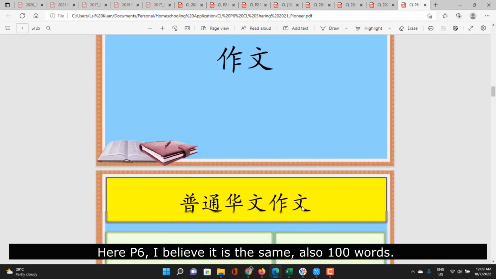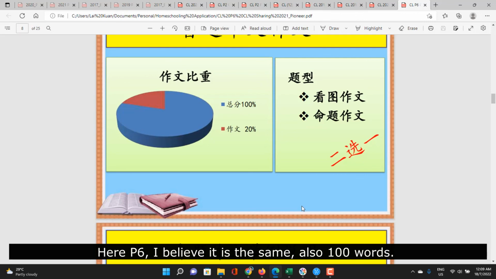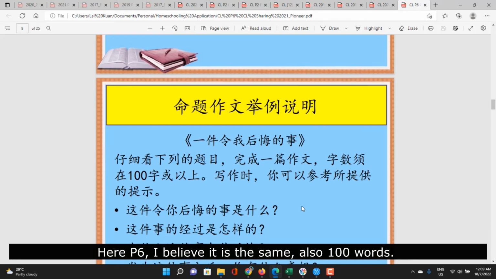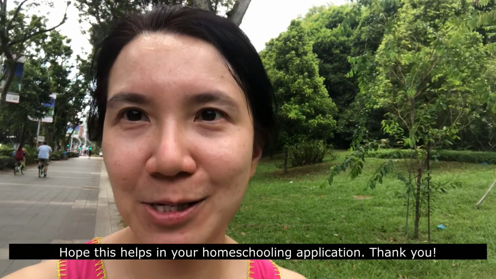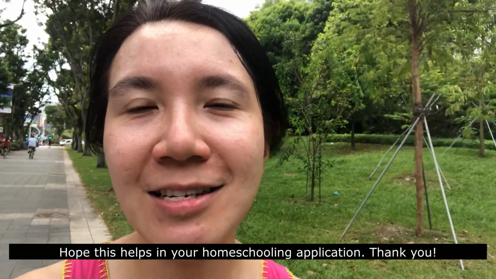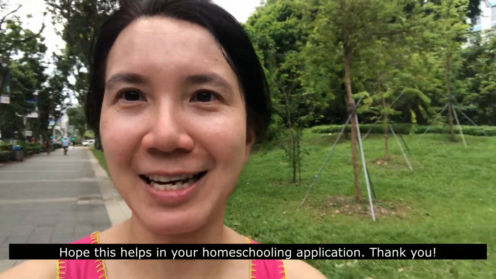Yeah. So this is P6. P6, I believe, is the same. It's also 100 words. Hope this helps you in some way, and all the best in your homeschooling application.